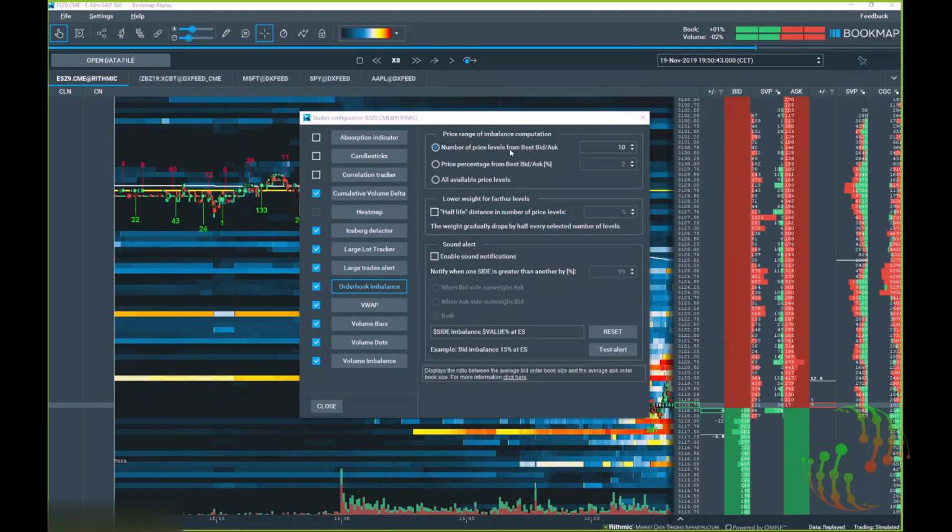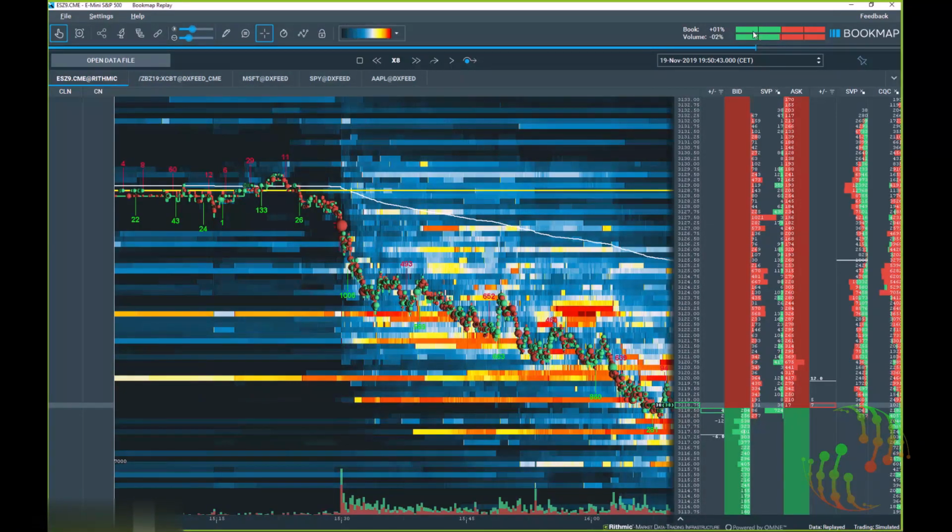Then you can define the price levels. How many levels would you like to measure? 10, 20, or all available levels. You can even set a price percentage from best bid and ask. You can define that the lower half is weighted more than the upper half of the levels you have defined here, and then you get a result indicated in this gauge in the book imbalance. It is really helpful sometimes.